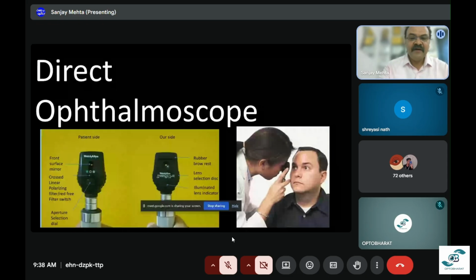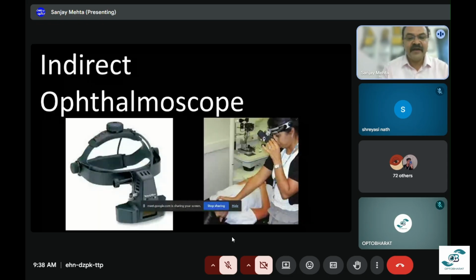Okay. Then we have the indirect ophthalmoscope. This is the gold standard of examining the retina. It takes a lot of effort and understanding of the whole optics of how the image is inverted, and you have to see whether it is right and left, up and down, all that. But it is one of the gold standards. So once you master this one, it is nothing like that.